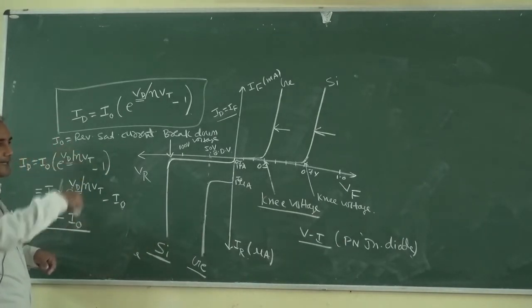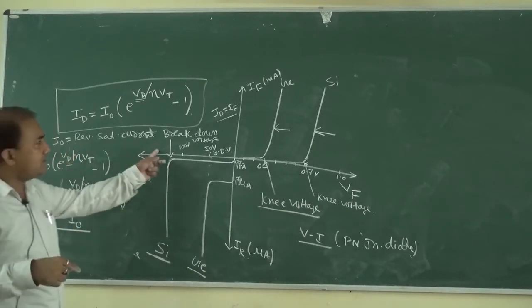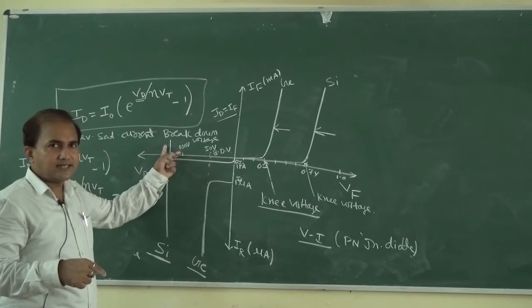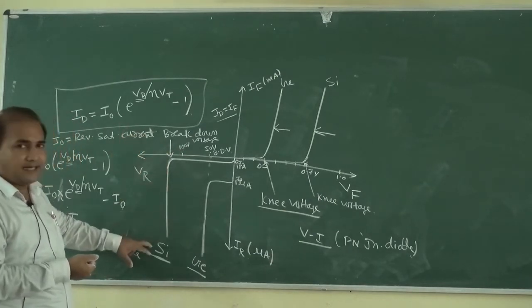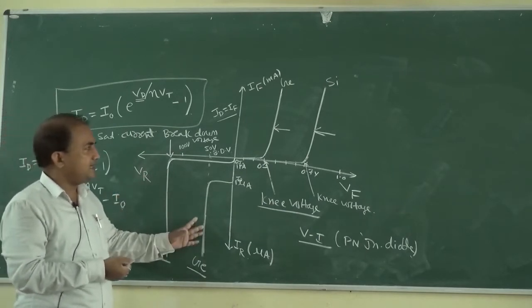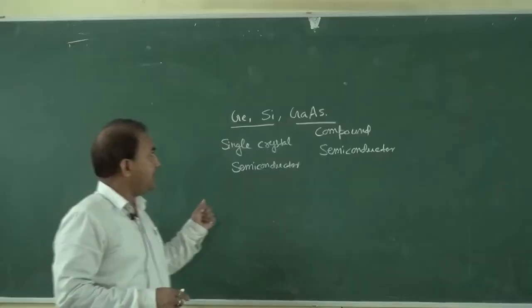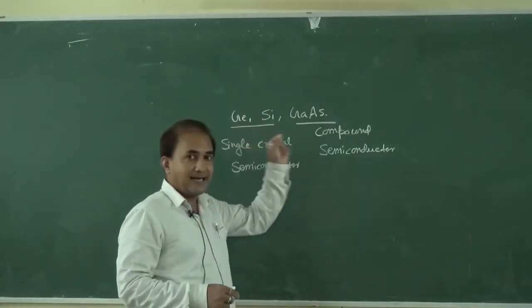This is the VI characteristics. How to plot the VI characteristics of a PN junction diode? This is the breakdown voltage. In this figure we see that the breakdown voltage of a silicon PN junction diode is higher as compared to a germanium PN junction diode. We will study the VI characteristics of germanium, silicon and gallium arsenide.